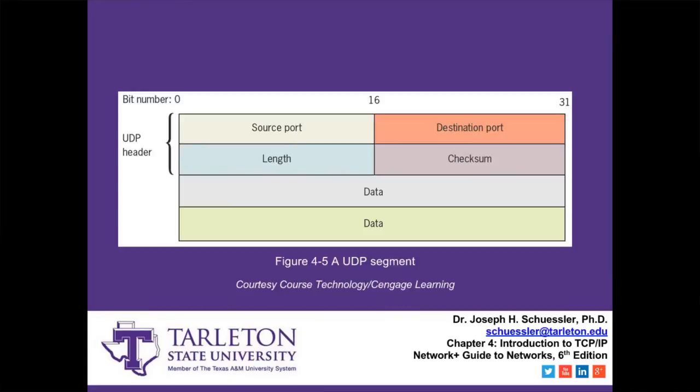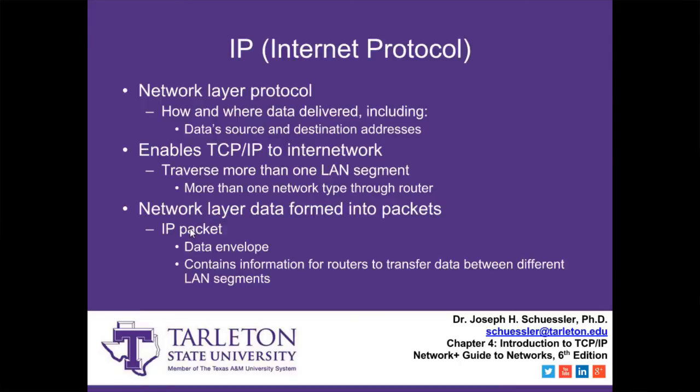So here's kind of a reflection of that lack of sophistication. So you see we have a lot less overhead when it comes to UDP. We have source port, destination ports, the length of it, and then the data. So the data makes up the majority of a UDP packet. Now let's go ahead and move down a layer.